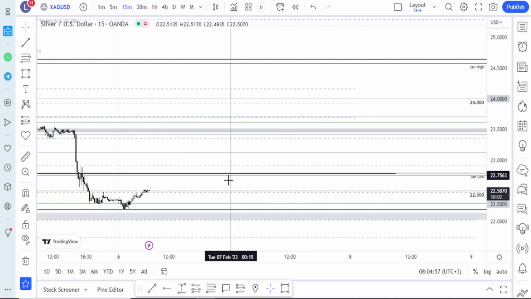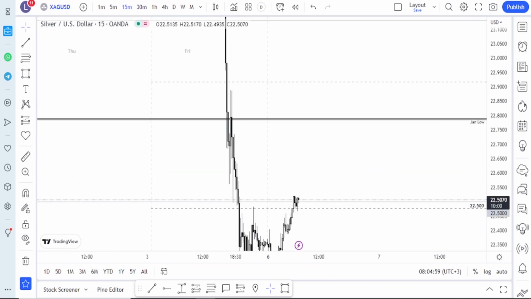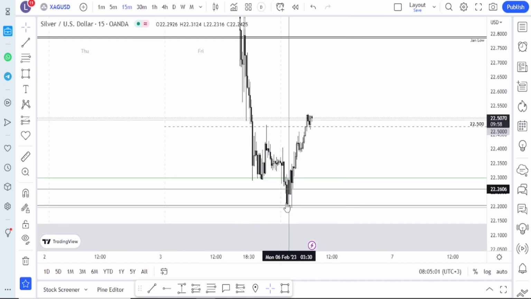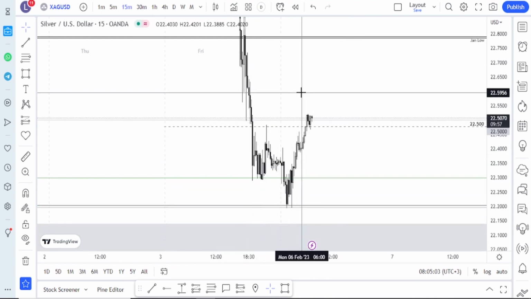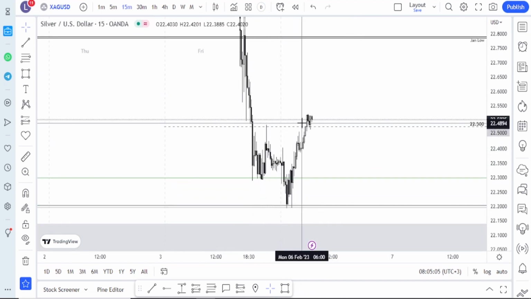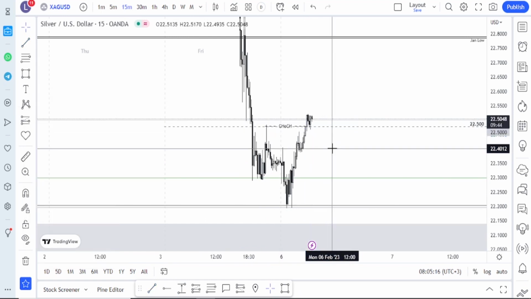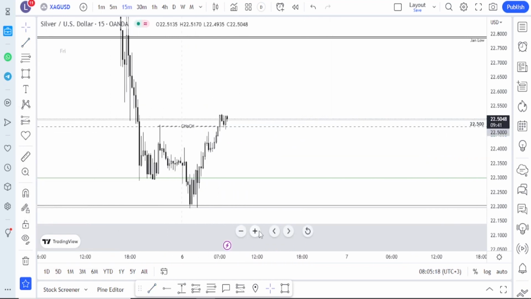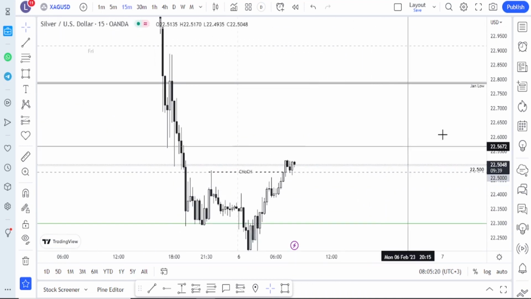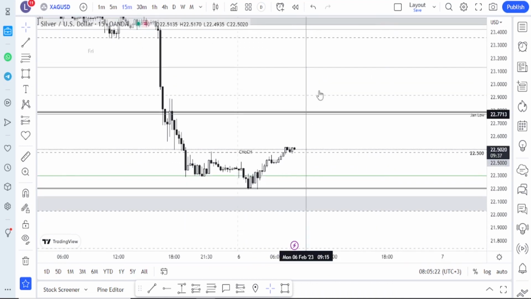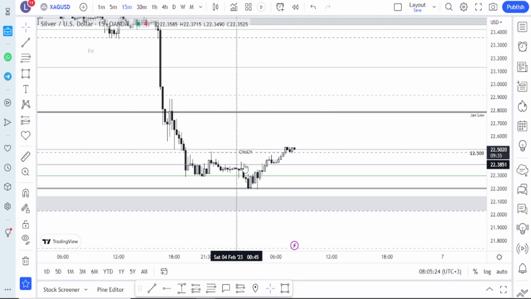Actually, structure has already changed on this lower time frame, because you can see here was a lower low, then price came and broke this high. So here there is a change of character on this lower time frame. So that's why we're expecting the retracement higher. You can see it has been confirmed by this change of character on this lower time frame.